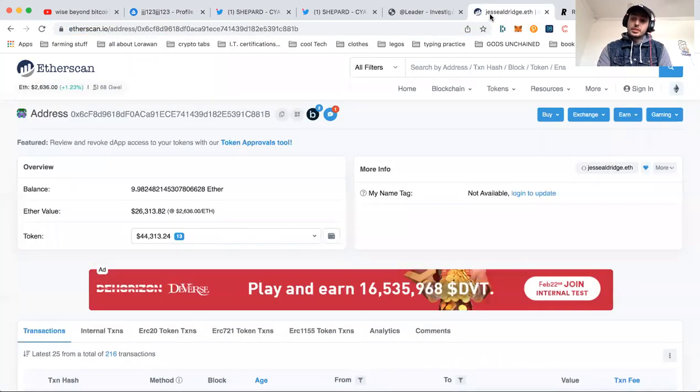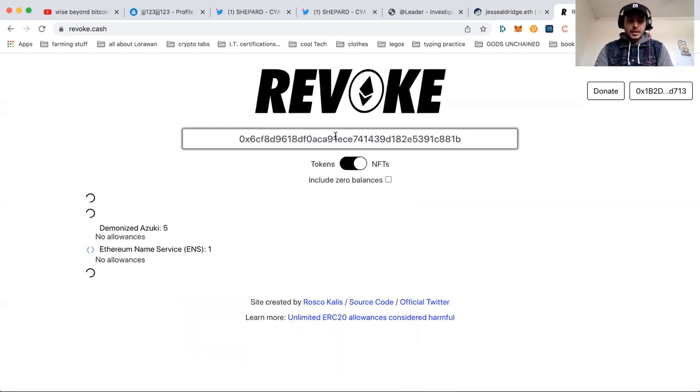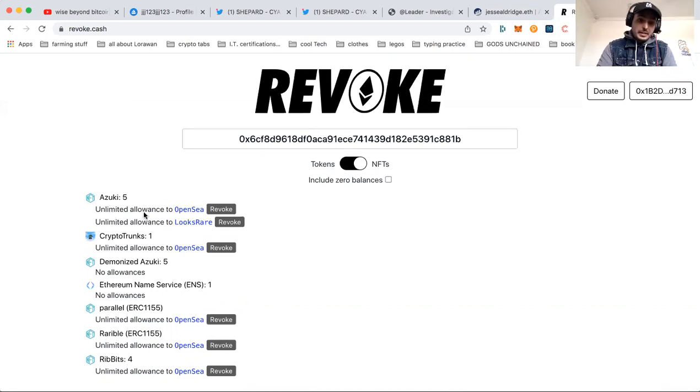And really the only way to protect yourself is to go here, into Revoke.cash, and you can copy and paste an address, and you can see here that this person has allowed OpenSea and LooksRare a limited allowance on their Azuki NFTs, which means essentially if that smart contract was compromised, it could take those NFTs. However, that contract isn't compromised. It was a phishing contract.